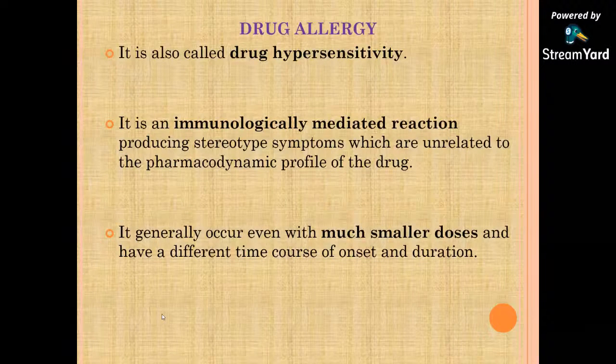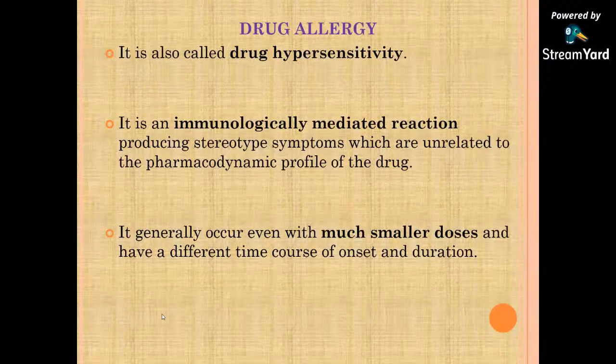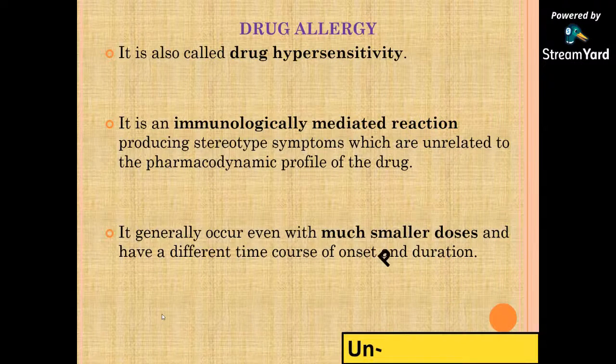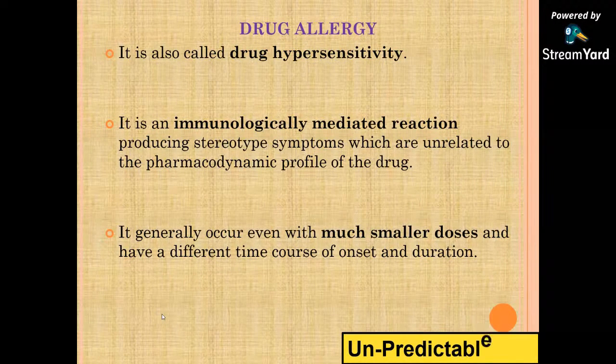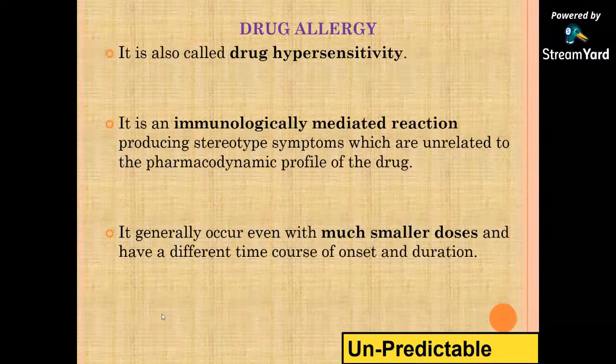It generally occurs even with much smaller doses. So not only with higher doses; if you are using a very low dose of the drug, an allergic reaction can occur in such cases also. So again it is unpredictable, and why is it unpredictable? Because the dose is not decided, meaning at what dose the drug allergic reaction will occur is not decided, and that's why drug allergic reactions are also called the unpredictable type of reaction.